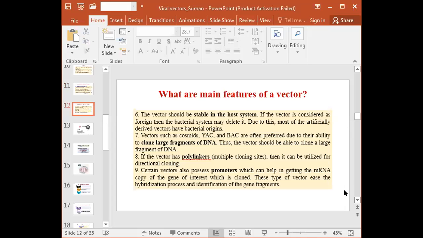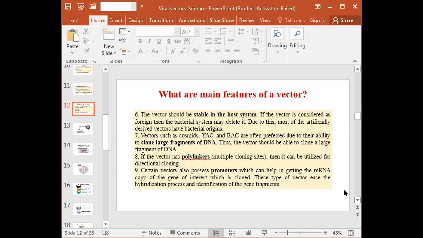Then it should be stable in the host system. If the vector is considered foreign, then the bacterial system can delete it. Due to this, most of the artificially derived vectors have bacterial origins. Vectors such as plasmids, yeast artificial chromosomes, and bacterial artificial chromosomes are often preferred due to their ability to clone large fragments of DNA. Thus, the vector should be able to clone a large fragment of DNA.